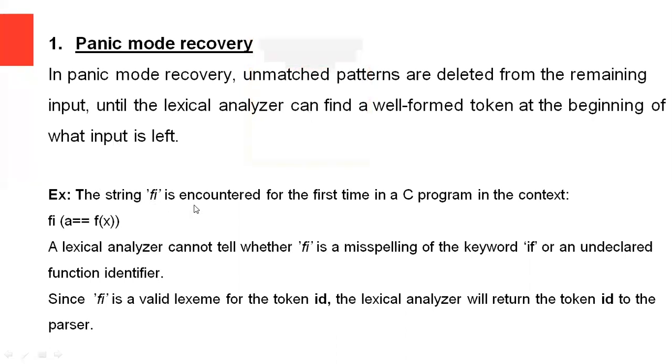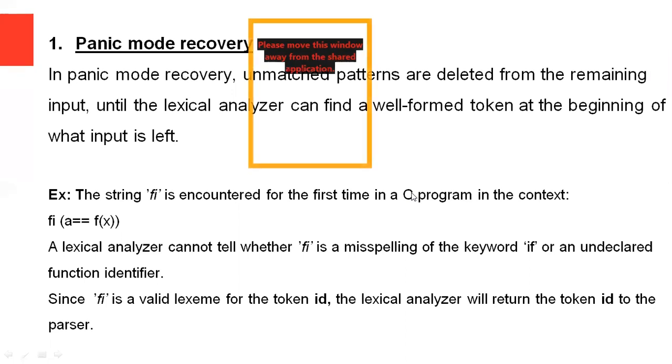The string fi is encountered for the first time in a C program in the context. So for example, fi is like this: fi.